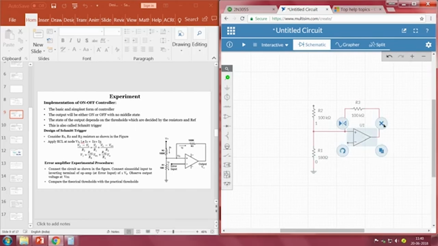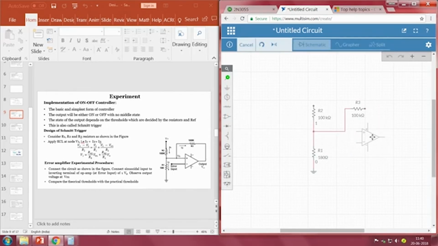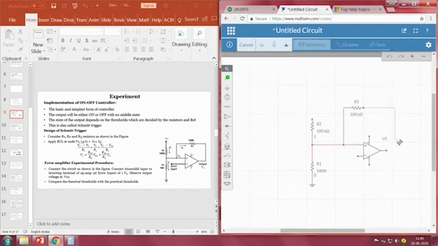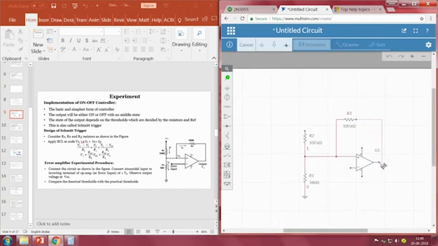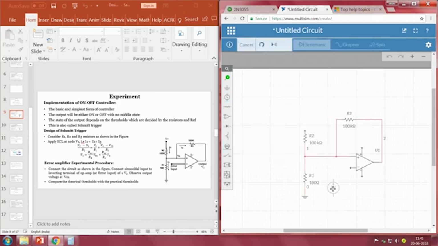Okay. Since we do not have a power supply, I will take an op amp with 5 terminals, so we can connect plus VCC and minus VCC here, and this is my error input. That will be passed through a triangular voltage generator, so it is easy for us to understand when it is switching on and switching off.